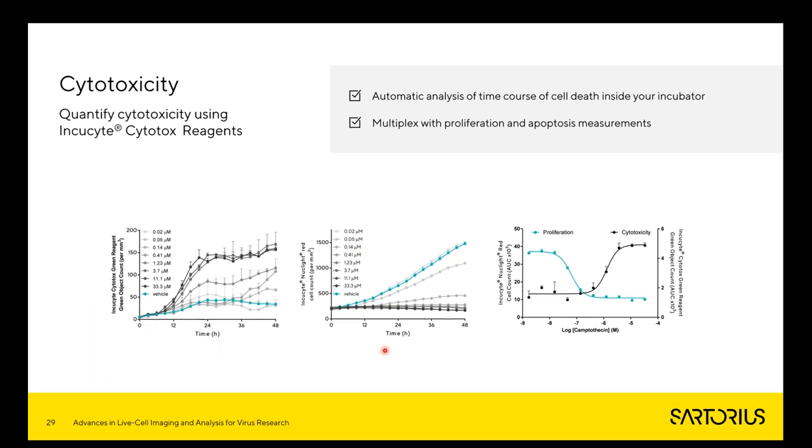Next to that, we've used the Incucyte Nuclight Red lentiviral construct, and this allows us to have another readout, which is more related to viability. This way, we've got two different readouts to study cytotoxicity.